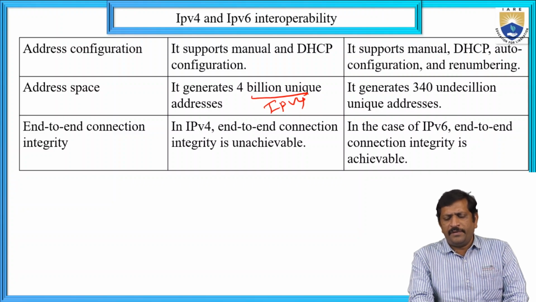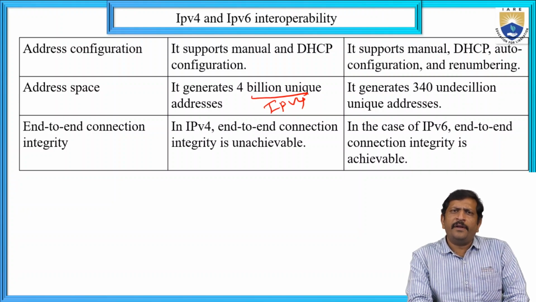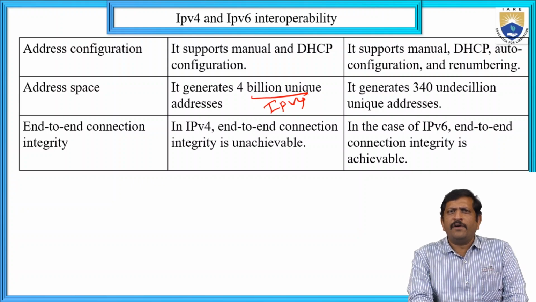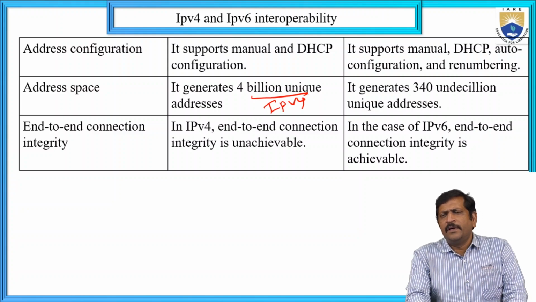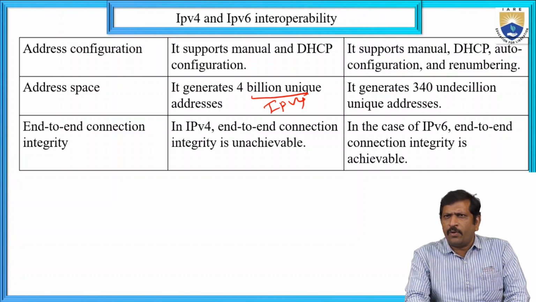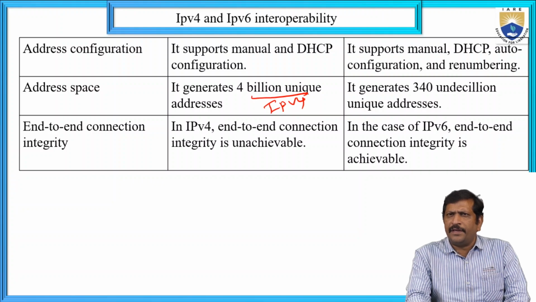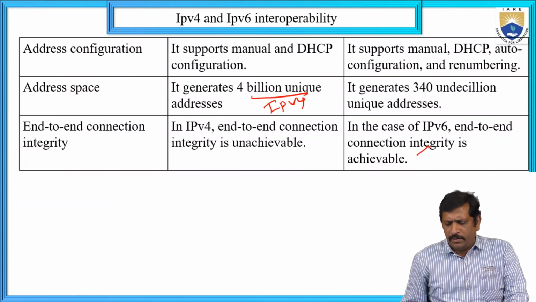And by using IPv6, it generates 340 undecillion unique addresses. End to end connection integrity: in IPv4, end to end connection integrity is unachievable. In the case of IPv6, end to end connection integrity is achievable.